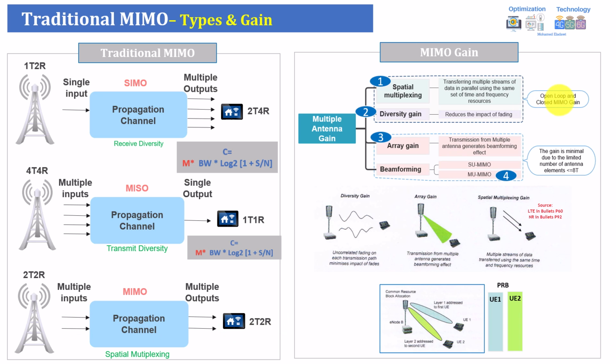And usually we have different types. In the next session, I will go through how those work for open loop and closed loop MIMO in general. Then we have the diversity gain, which is receive diversity and transmit diversity. I will explain both of them now in detail.